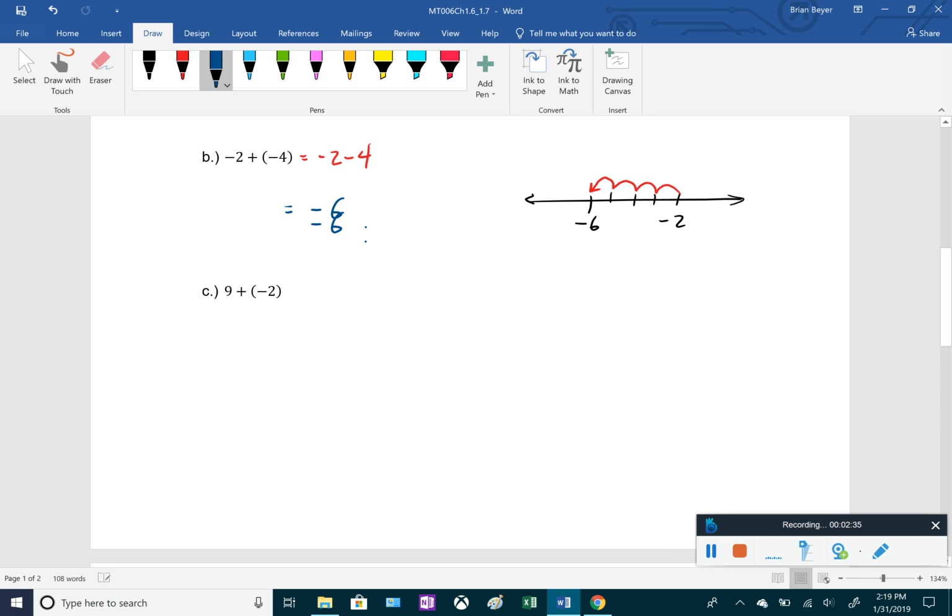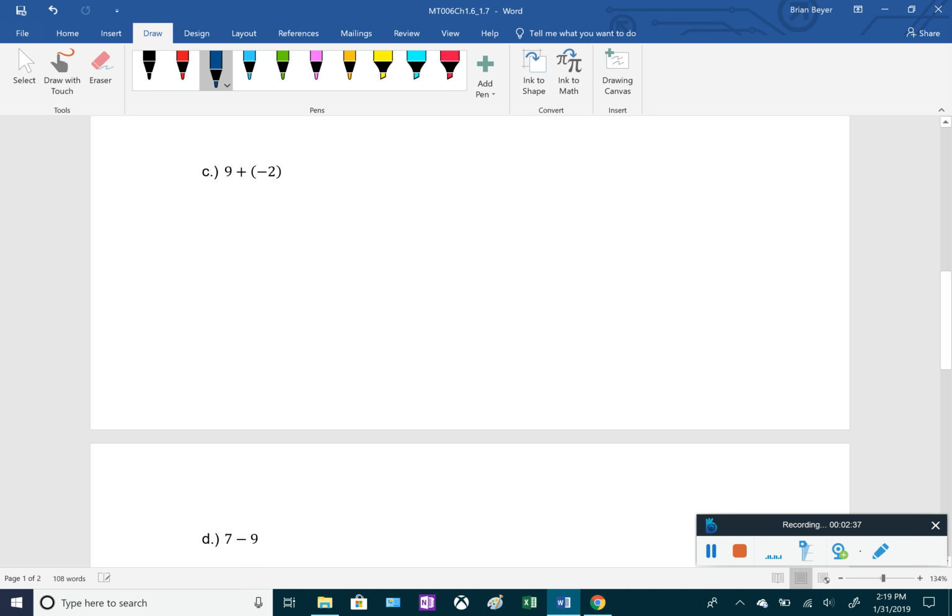For the next one, we have 9 plus -2. 9 plus -2 is the same thing as 9 minus 2. I'm not going to write a number line for this one. 9 minus 2 is just 7.